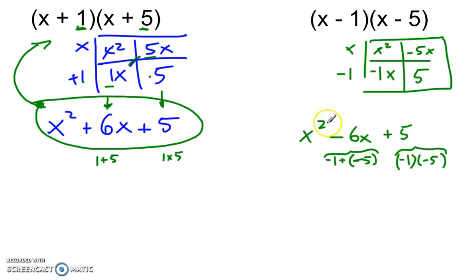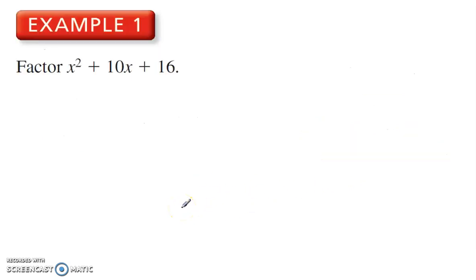Okay, so now we have to figure out, when we're looking at a trinomial like this, what numbers did we multiply to get the last one, and did we add to get the middle term? Okay, and for a trinomial in this form where x squared doesn't have a coefficient, that's all you have to do. So it's super simple. Okay, let's have a look at a couple of examples here.